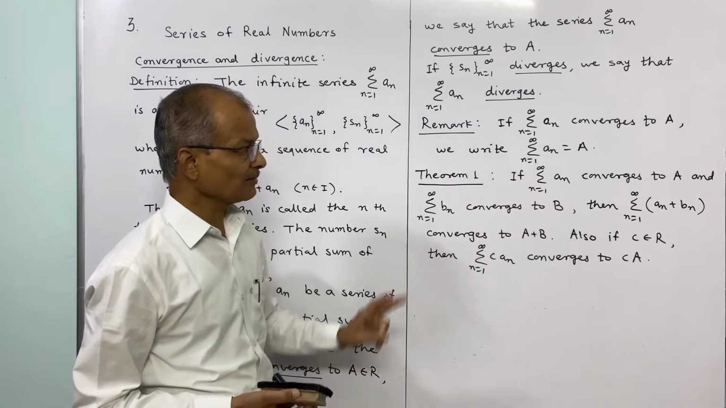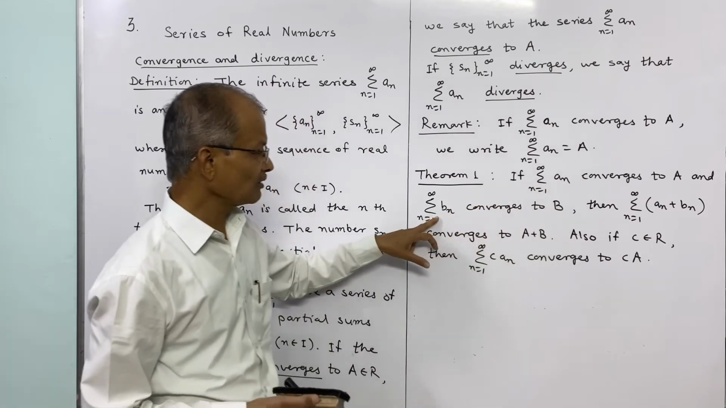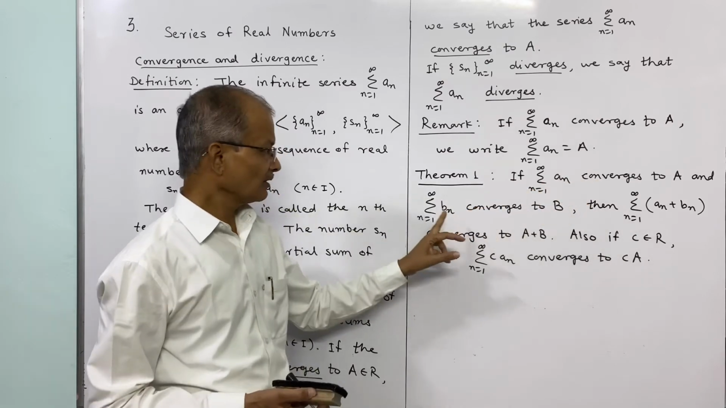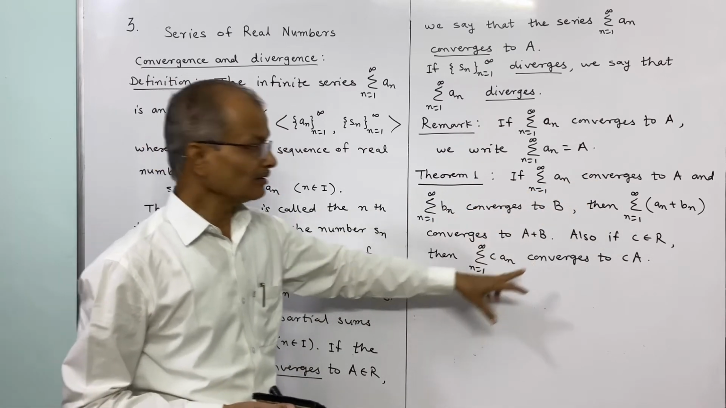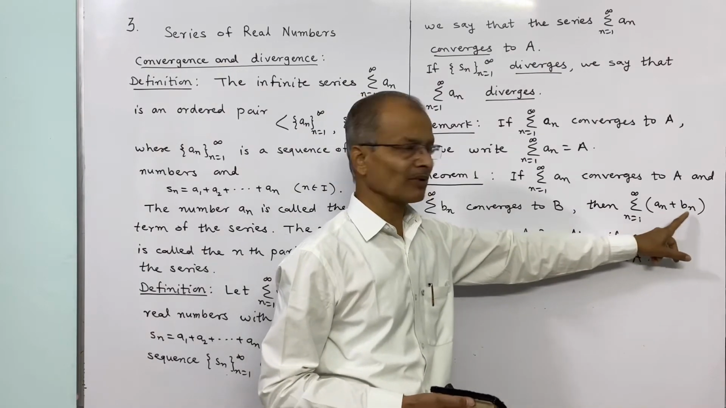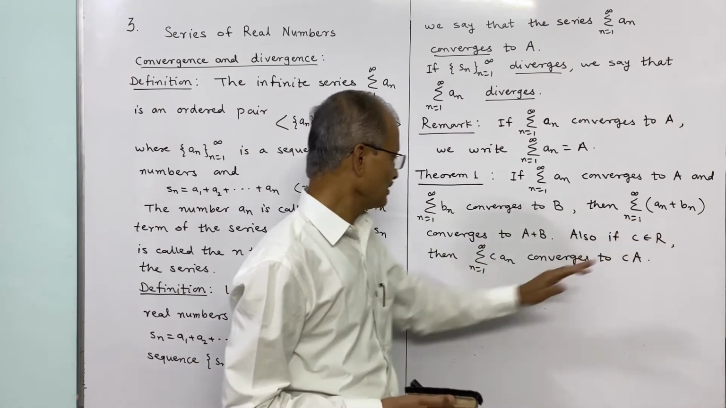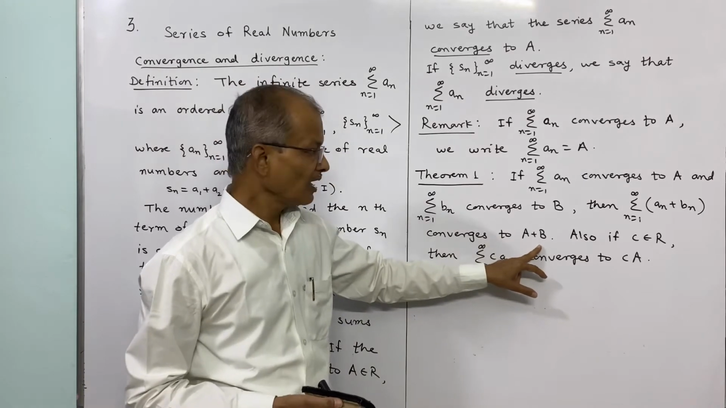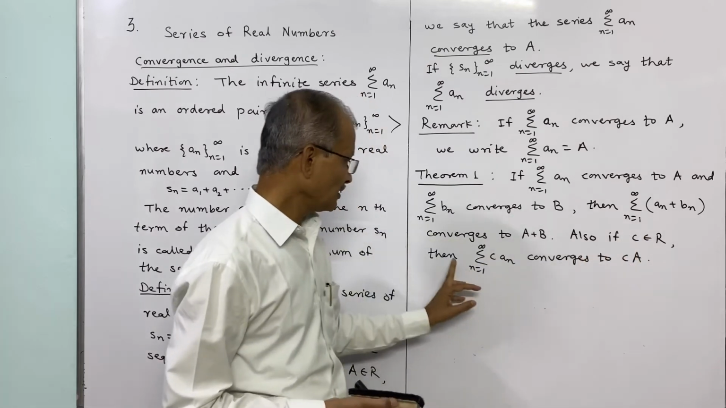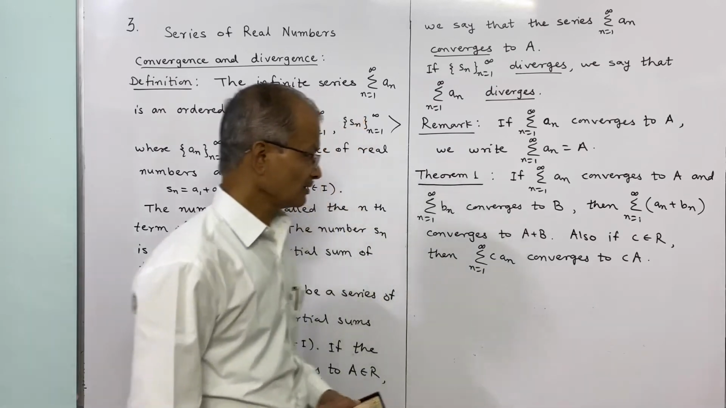Now what is the first part? If there are two series, both convergent, denoted by sigma of an and sigma of bn, the first series converges to a, the second series converges to b, then the series sigma an plus bn, whose first term will be a1 plus b1, second term a2 plus b2, etc., converges to a plus b. That is the first part. And the second part, if c is a constant real number, then sigma c times an will converge to c times a.